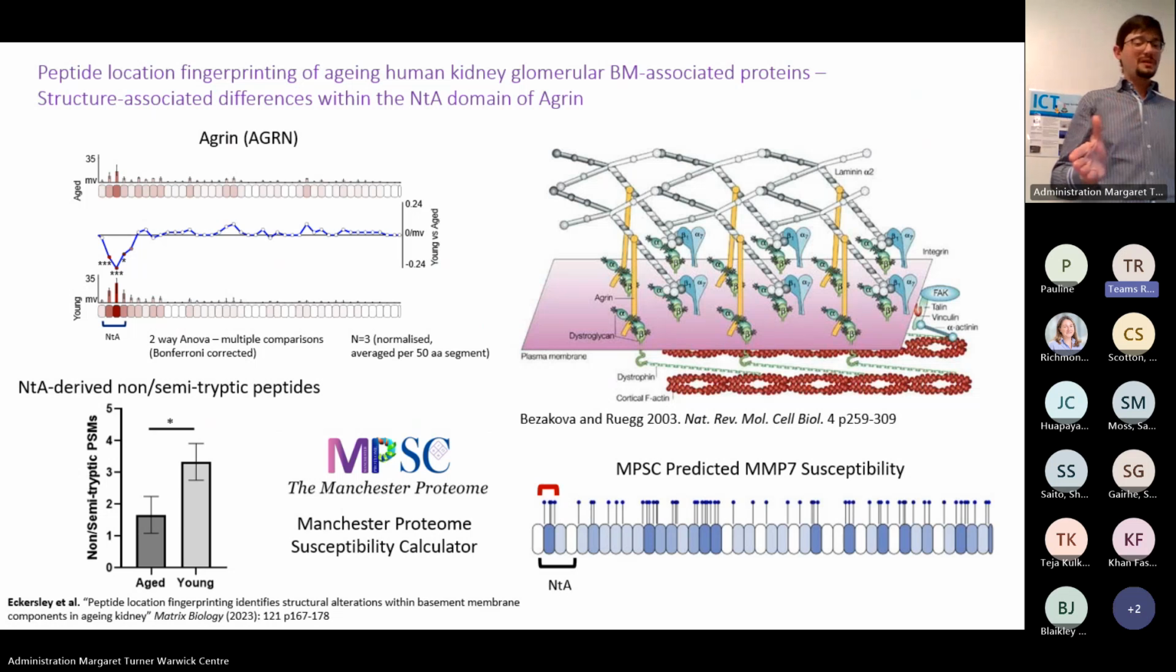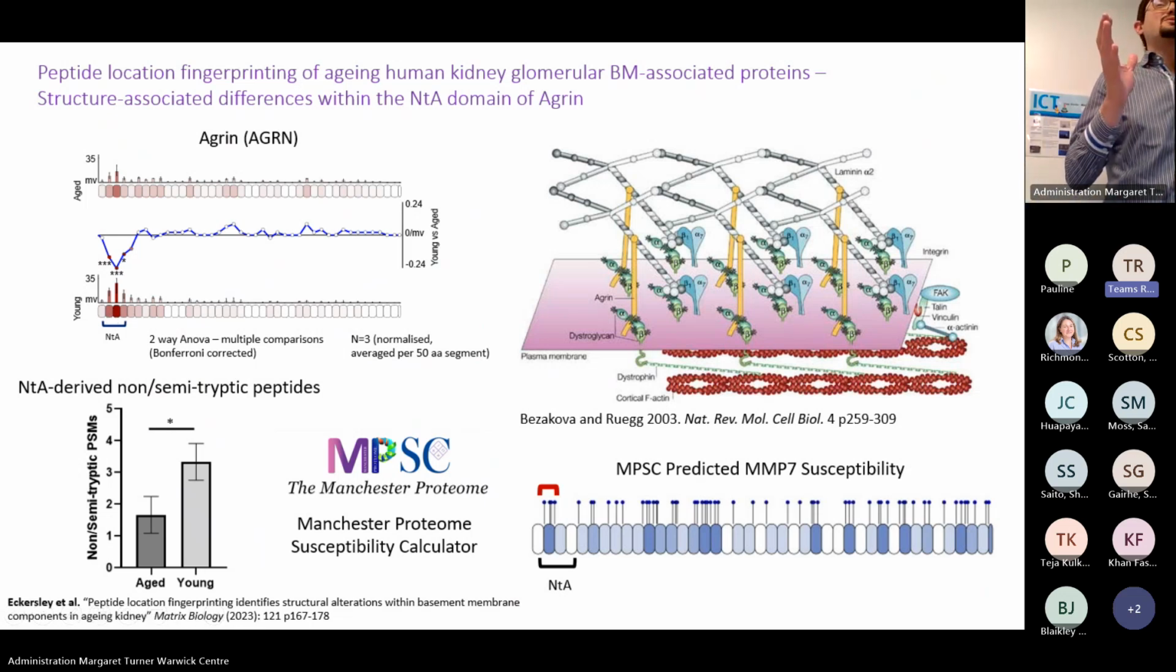With the help of Matisse, we've also developed another web tool. I don't have time to talk about it, but it essentially uses a neural network model to predict MMP susceptibility across protein structures. That's another paper you can read. Using that, we found a cluster of predicted MMP7 cleavage sites, which is known to degrade agrin, clustered right at the point where we see that change in aging as well.